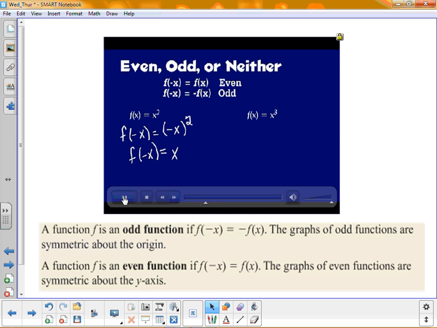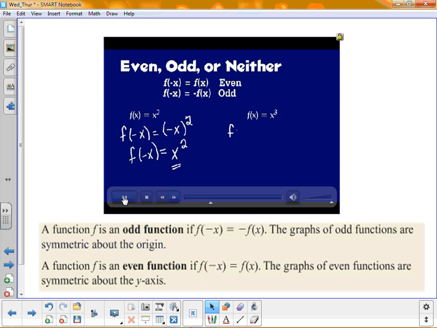It doesn't matter whether you find f of x equal to x squared or f of negative x equals x squared. You say it's the same thing. You get the same answer. So that equation is called an even equation.